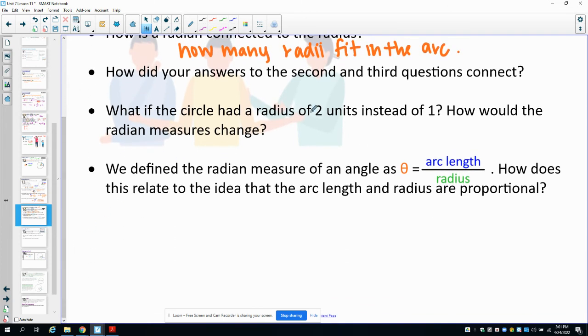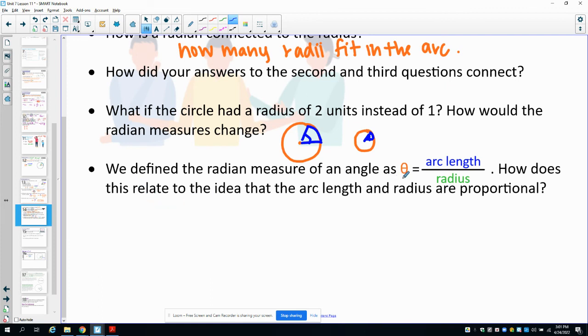What if the circle had a radius of 2 units instead of 1? How would the radian measure change? The radian measure wouldn't change because the circle would just get bigger proportionally. So if we had a circle with a radius of 2 versus a circle with a radius of 1, here's your radius, here's 1 radius. Here's your radius, here's 1 radius. It ends up creating the same angle. It's just that the circle is larger.